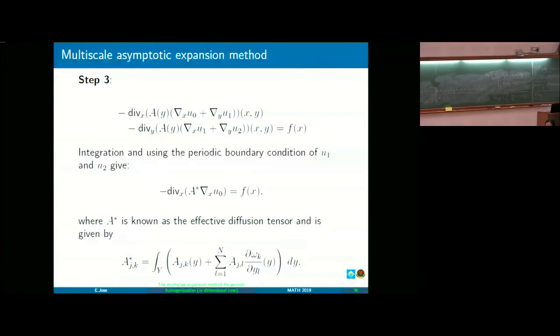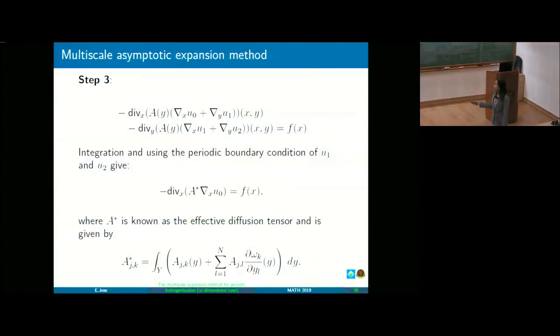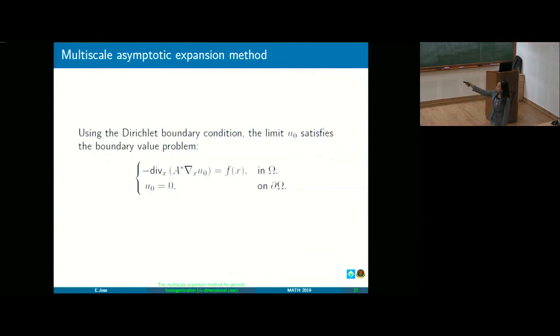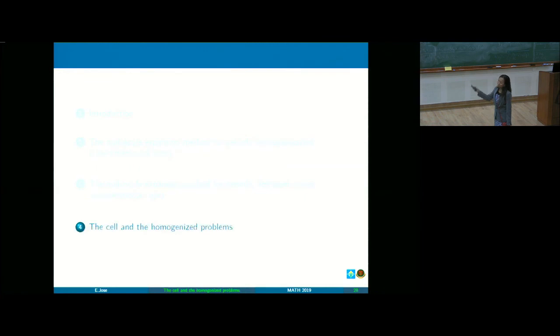What are its properties? Is it also positive definite? That's the last slide for this one. Our expression can be simplified into this form. In terms of u0, we have this equation, and of course, the limit u0 must be zero on the boundary, having the Dirichlet boundary condition. And that's the next.